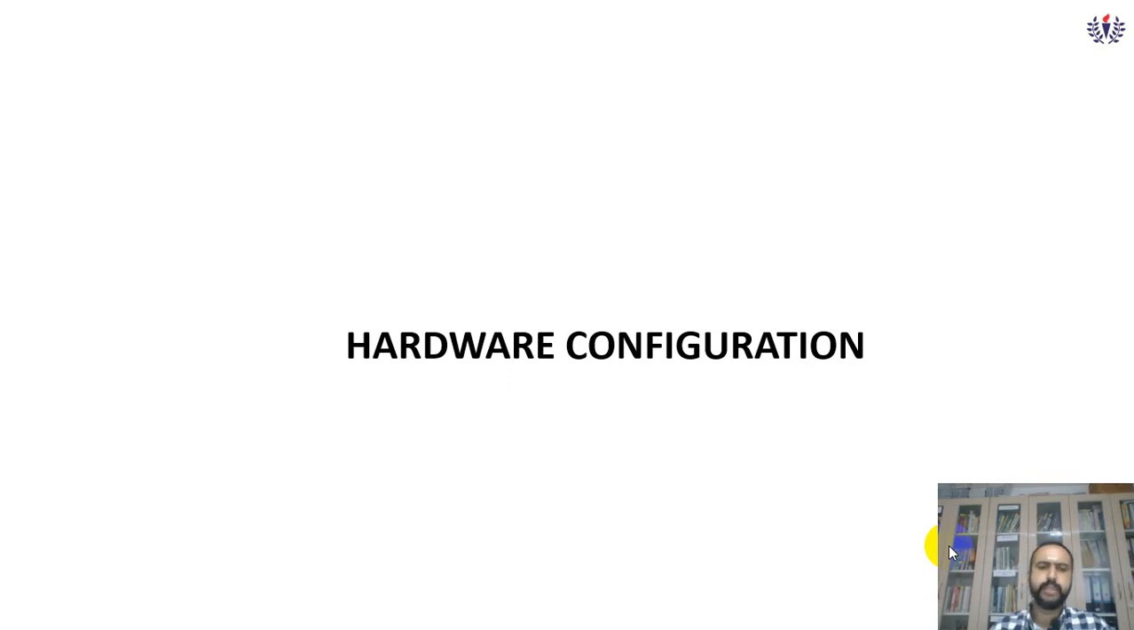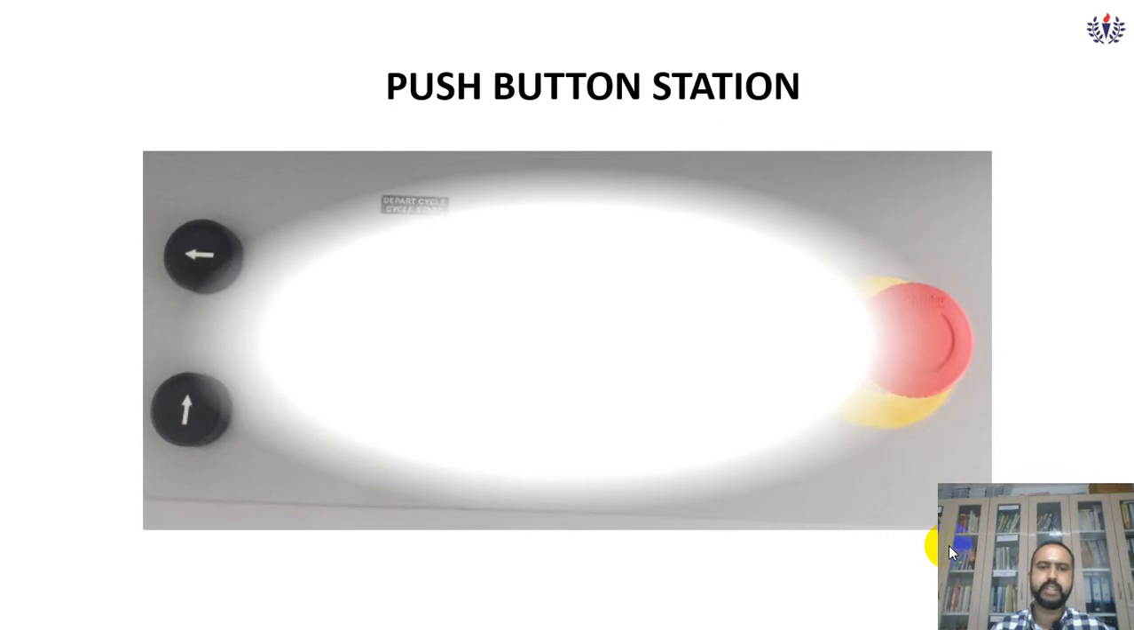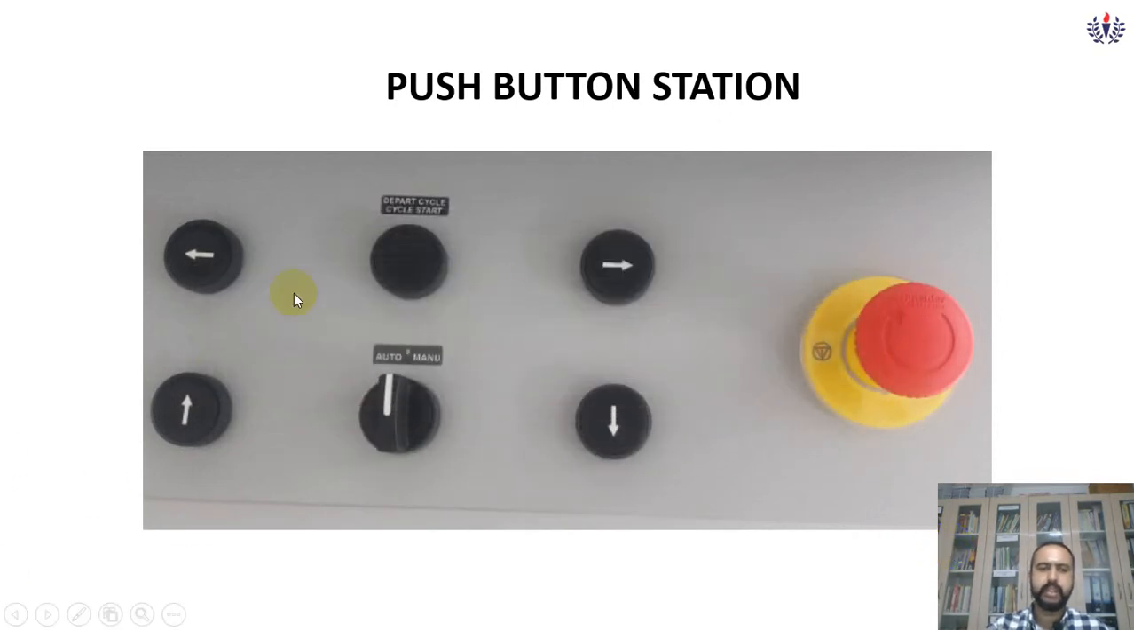Next we are going to see the hardware configuration. In the hardware configuration, we have the push button station. In the push button station, we have the push button start, which is meant for starting the cycle, and this one is meant for moving it right. These are all meant for manual operation. In this application, they don't do any useful work, and this is the emergency stop.